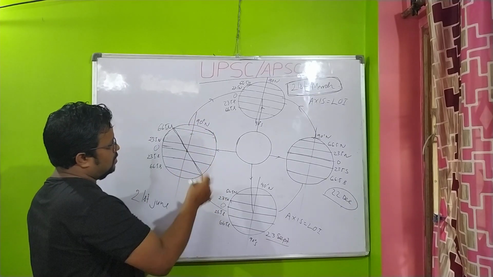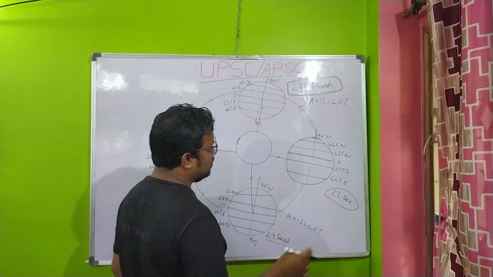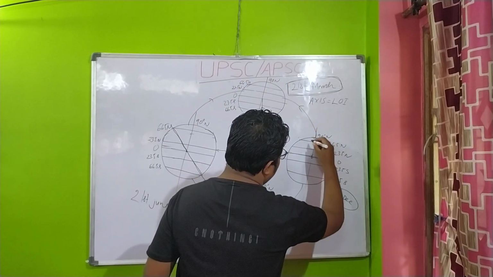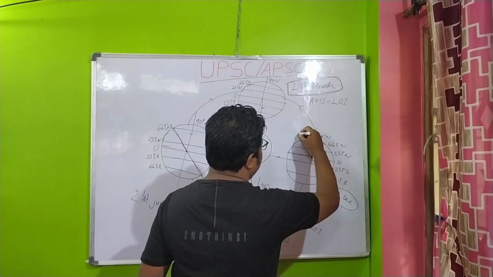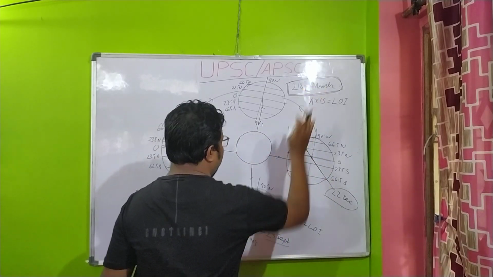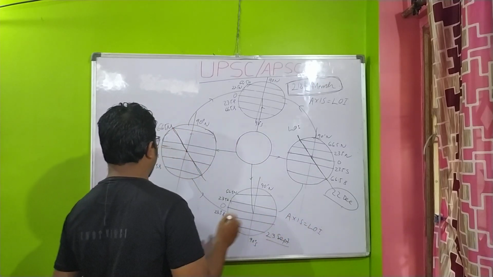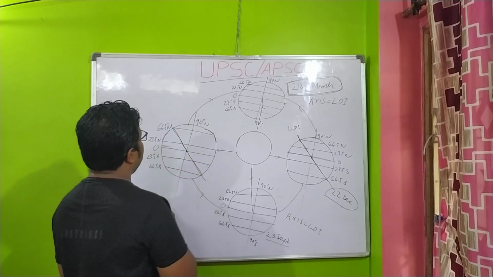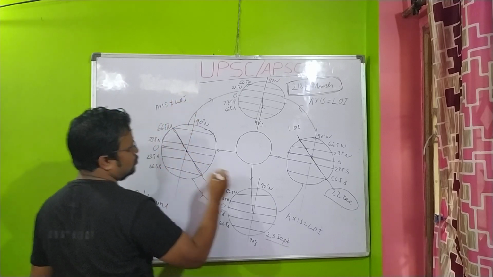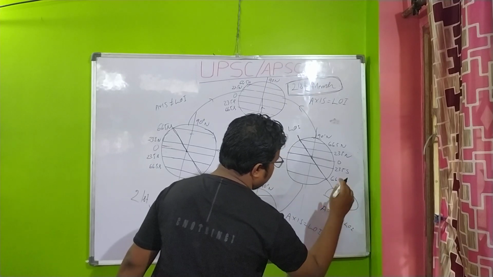Similarly, on 22 December, line of illumination is passing from 66 degrees north to 66 degrees south. This is the line of illumination. So in this case, on 21st March and 23rd September, axis becomes equal to line of illumination. But on 21st June, axis is not equal to line of illumination. Here also axis is not equal to line of illumination. This you have to remember.